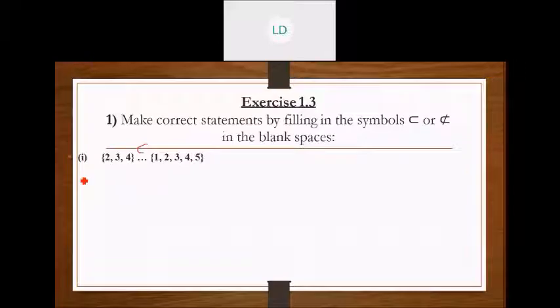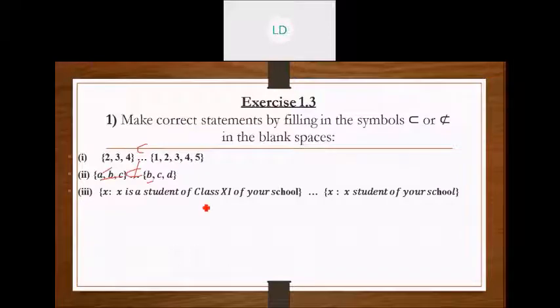Next question. The set {A, B, C}, is it a subset of this? So now check if all the elements of this are there in the bigger set. So A is there here, but A is not there here. So therefore, this does not become a subset.